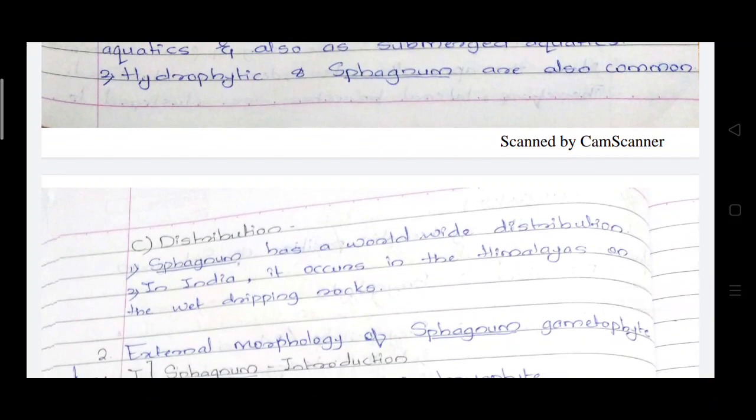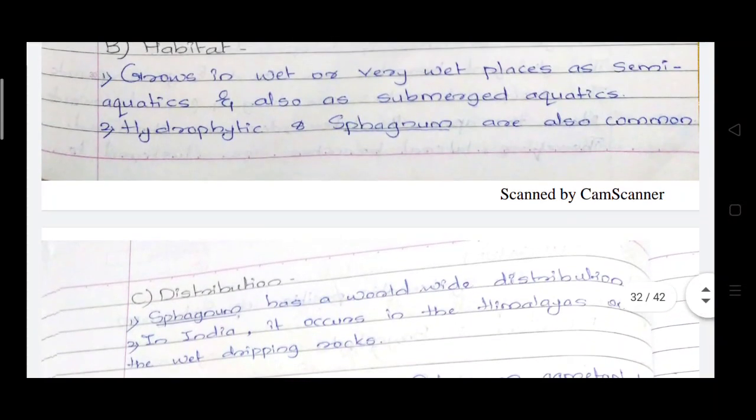The distribution of the Sphagnum plant is worldwide. In India, it is mostly found in the Himalayan region, where wet conditions are always present. In those conditions, Sphagnum is observed on dripping rocks, and it grows on these rocks and can cover them entirely. So mostly these plants in India are observed in the Himalayan regions. This is all regarding the systematic position and distribution.